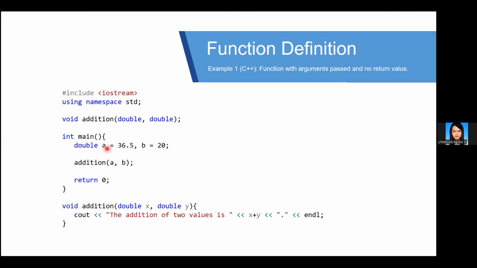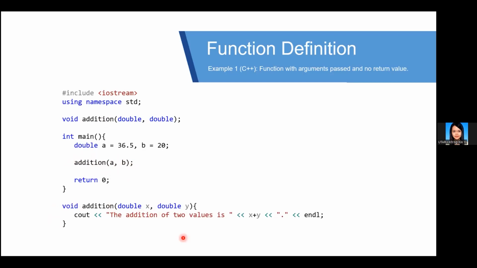We start with a simple example: I want to find the addition of two numbers. The return type is void, which means the function won't return anything. The function name is addition, and the two doubles mean we are going to pass two parameters with double as the data type to the function. Then we have the function caller. We include the function name addition, and the two parameters A and B, which means we pass down A equal to 36.5 and B equal to 20 to the function.